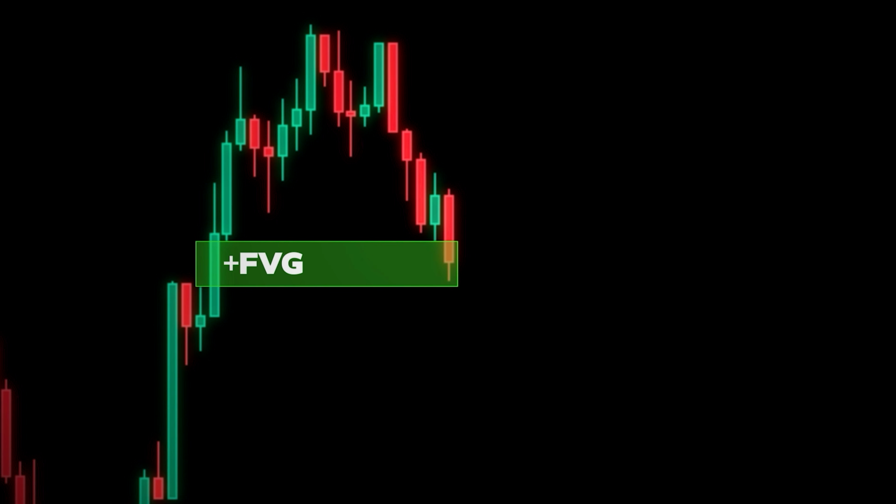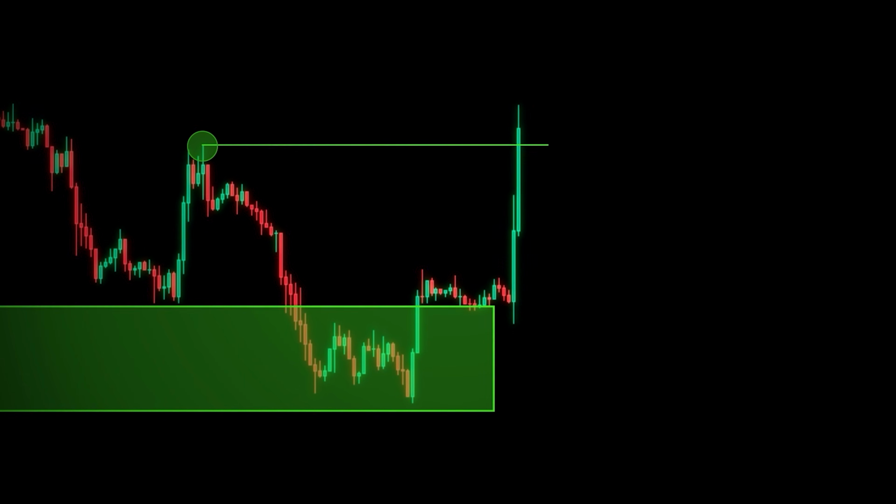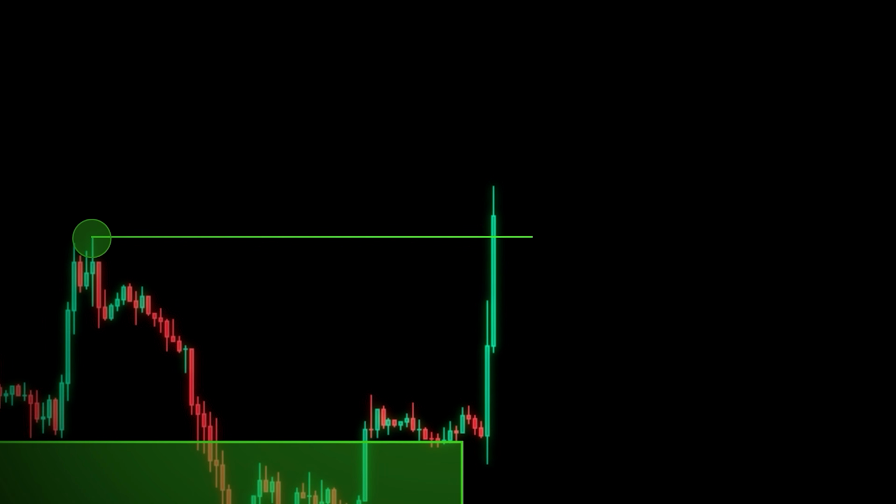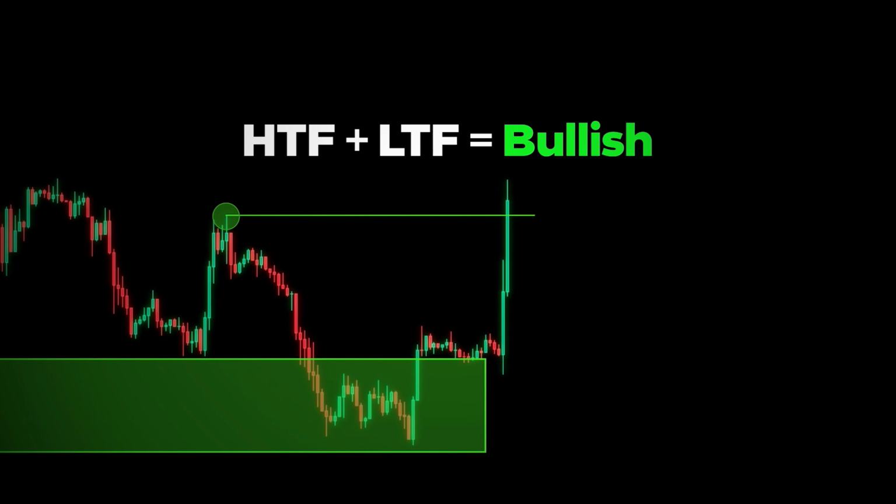So once price has reached our higher time frame FVG, you'll zoom into a lower time frame once again. Here we'll wait for the exact same thing as we did earlier. It's that simple. Once price has reacted from the FVG, look for it to break past a swing high with a candle close above. This confirms the lower time frame to be bullish as well. The lower and higher are now in agreement.